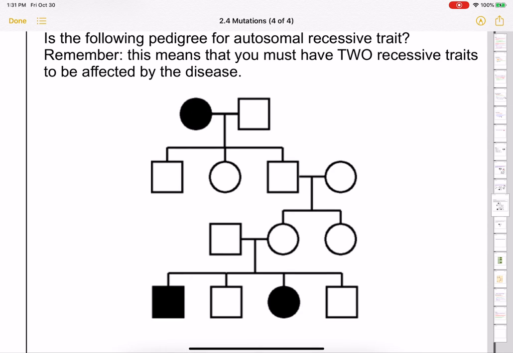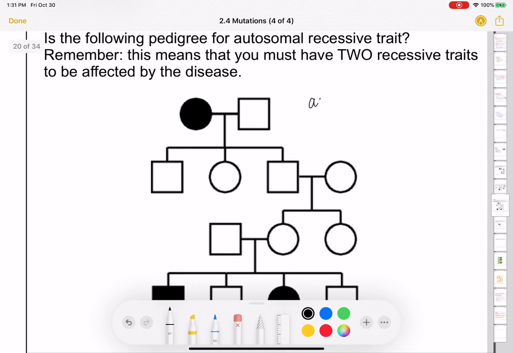So again, what I've told you, autosomal means it shows up in males and females. We see that it shows up in males and females, so probably autosomal. Recessive means that it normally skips generations. Look, it skipped generations. So is this autosomal recessive? Probably.